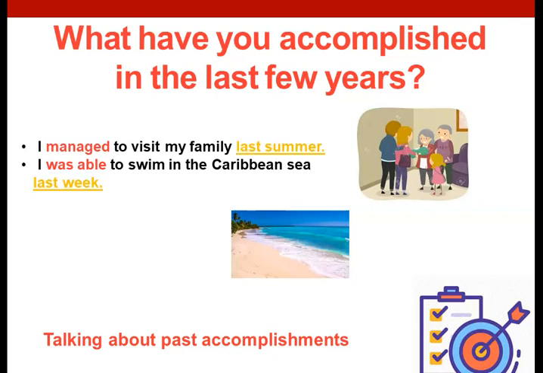It is because here I focus on when it happened. It happened last summer, last week, in 2009, 3 years ago. Whatever you use to talk about the past and mention when it happened, you use past simple. So far, we can use the present perfect and the past simple to talk about our past accomplishments. We use the present perfect when the result is more important, and we use the past simple when it's more important to mention when it happened.